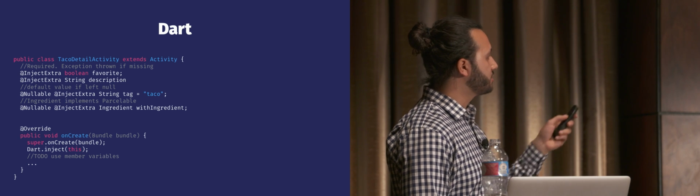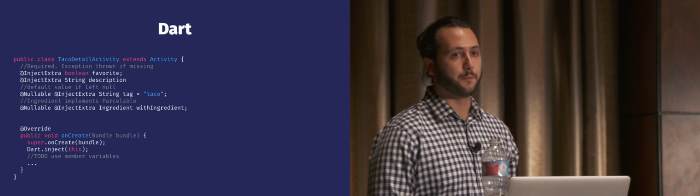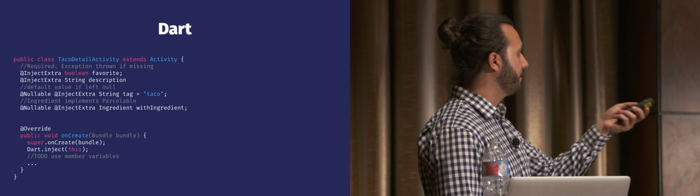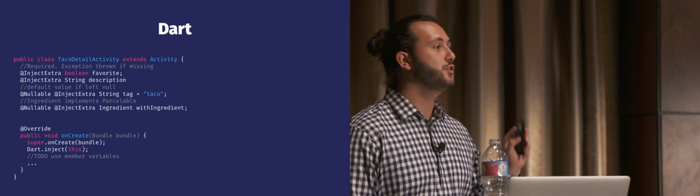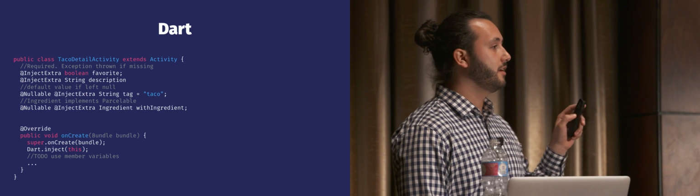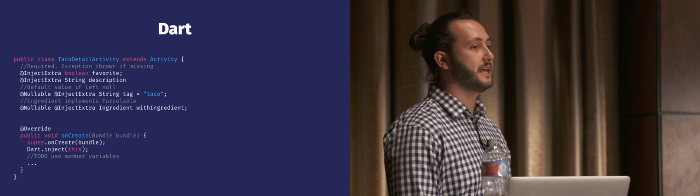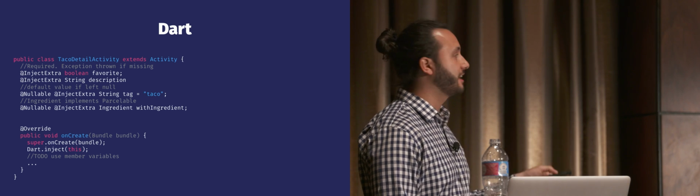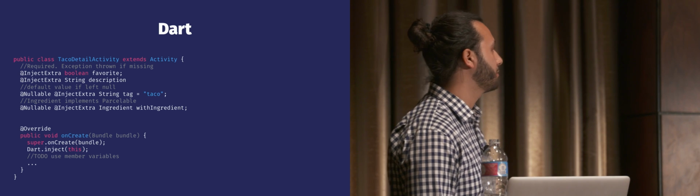We have these four extras: favorite, description, tag, and ingredient. Let's talk about the first two. We've annotated these extras, these properties on this activity, with the annotation InjectExtra. If you just leave this annotation the way it is, InjectExtra, if these extras on the intent are null when the activity starts, you'll get an exception thrown. So we expect that this activity starts with extras such as the Boolean favorite and the description string.